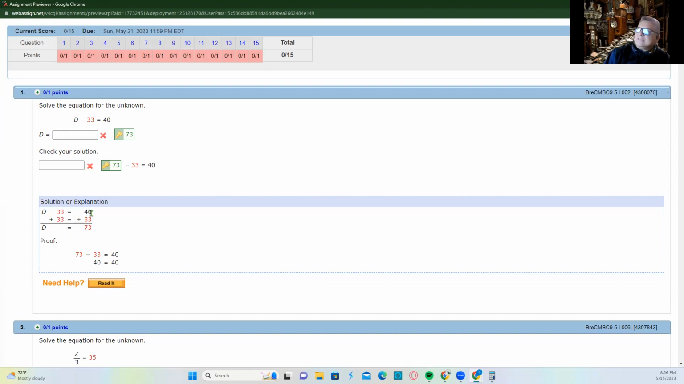So D is equal to 73 once you add these two together. Now, in order to make sure your answer is right, and this is a really simple one, I know I'm kind of beating up on this number 1, but it's a simple one. It gives us a good example.